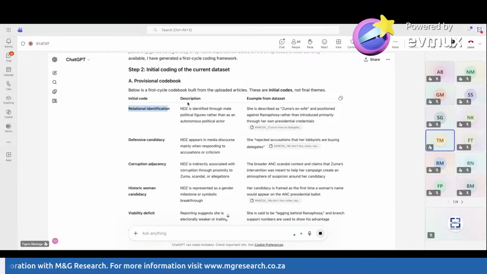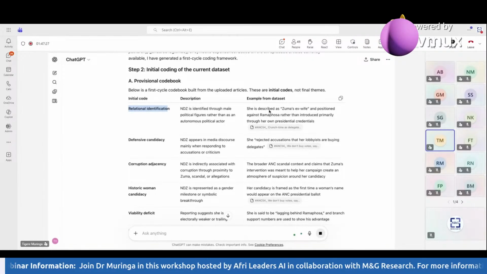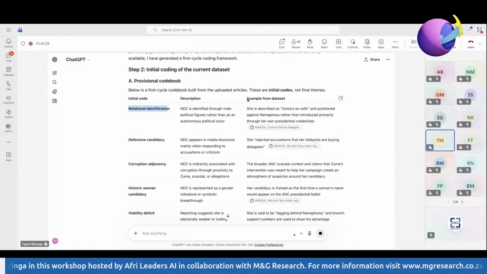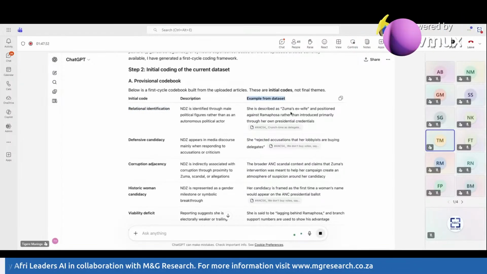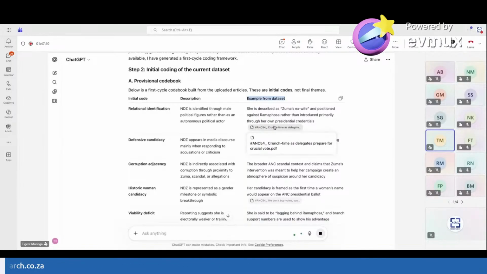Then the description: NDZ is identified through male political figures rather than as an autonomous political actor. Already I have an answer to how the media frames or reports on Nkosazana Dlamini Zuma when she wants to be president. Then it's giving me verbatims, the examples from the data set. She's described as Zuma's ex-wife and positioned against Ramaphosa rather than introduced primarily through her own presidential credentials. And this is found in the article "ANC 54 Crunch Time, as delegates prepare for crucial vote." So these are my codes.